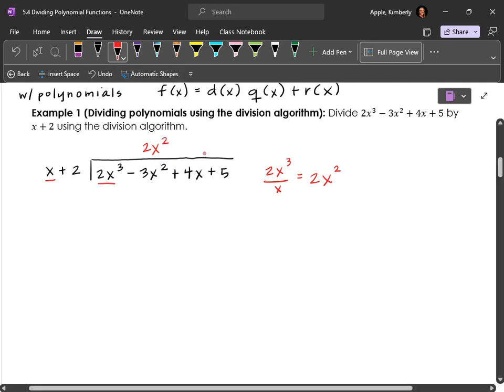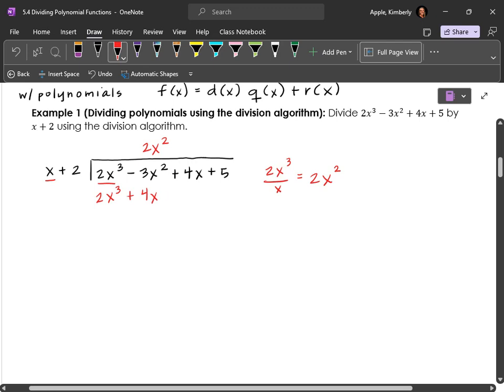And then I'm going to multiply, because I just divided. Now I'm going to multiply. So I'm going to distribute that to this. 2x squared times x is going to give me 2x cubed. 2x squared times 2 is going to give me plus 4x squared.